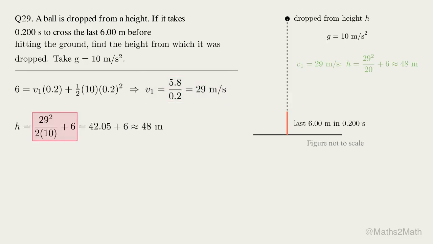To reach 29, from rest, the ball had fallen 29 squared over 20, 42.05 meters. Adding the final 6 gives about 48 meters.